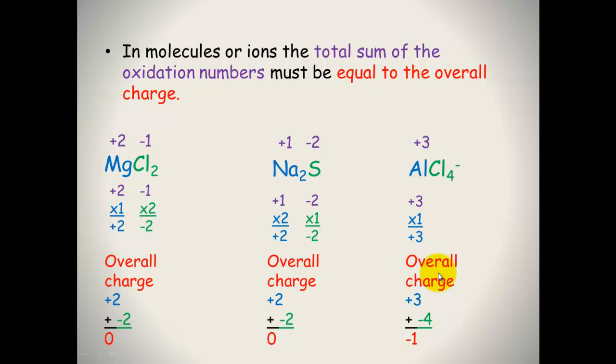So the overall charge on the compound is -1. So we've got +3 from the aluminium, so the chloride ions must contribute -4. +3 -4 will give us -1. So, because there are 4 chlorides, each one must contribute a -1, which will give us the -4. So, the oxidation number of chlorine is -1 in this ion.